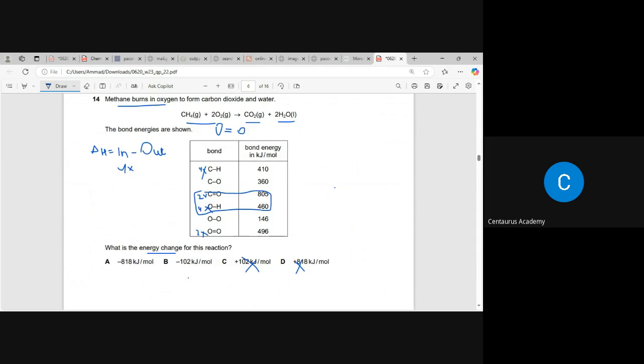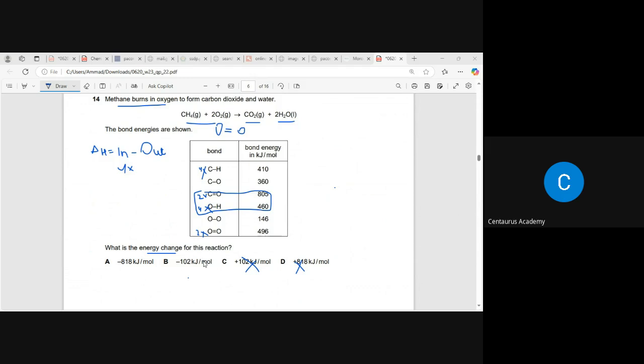Thermal decomposition reactions, other than this, they are endothermic reactions. Exothermic reactions typically are combustion reactions, oxidation reactions. Okay, these are your typical exothermic reactions. Thermal decomposition reactions, they are endothermic. They require heat energy to thermally decompose the substance.